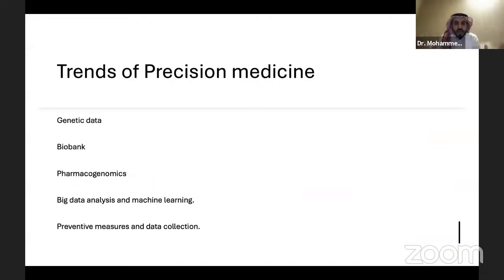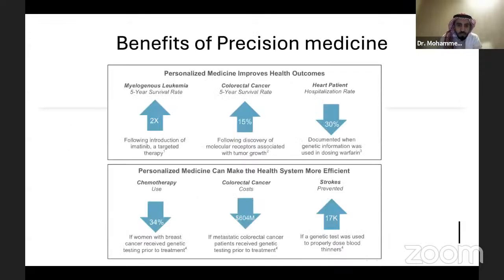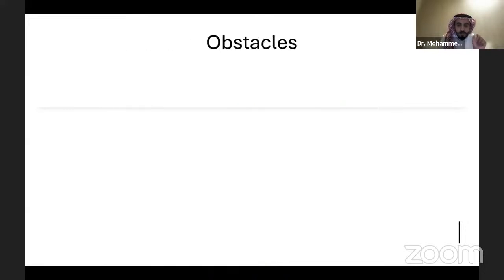And the trend now in precision medicine, usually in genetic data, biobanking, pharmacogenetics, big data and machine learning, is trying to predict which patients respond to certain types of medications. There are a number of examples of the benefit of precision medicine. I don't want to go into detail, but I want to go into one example from the GI.